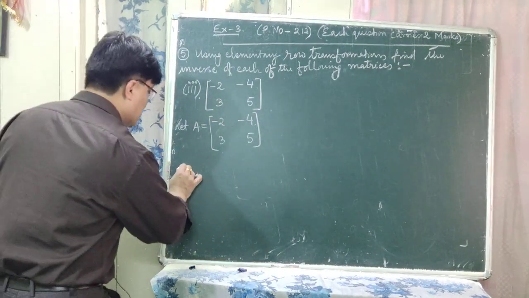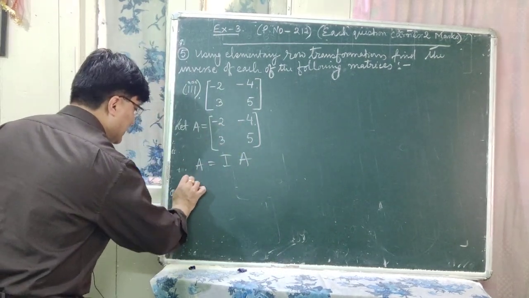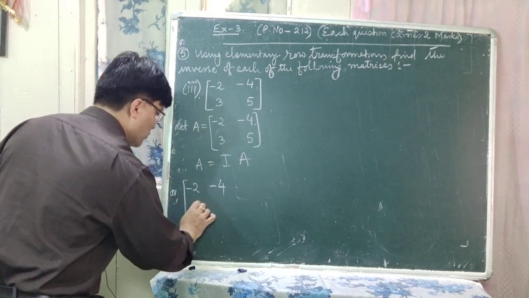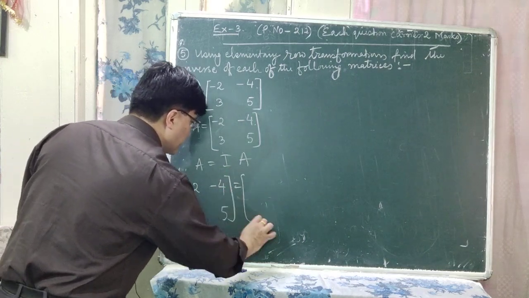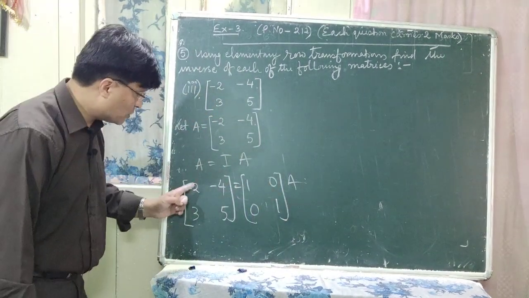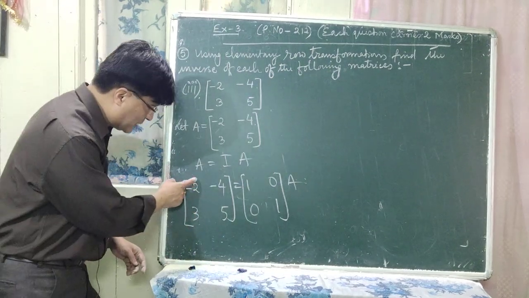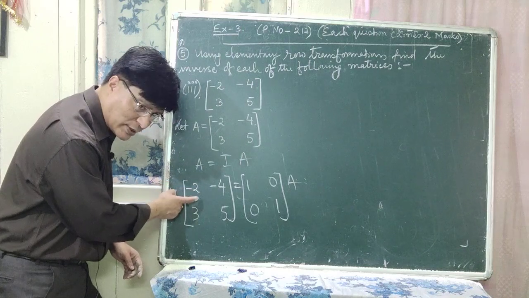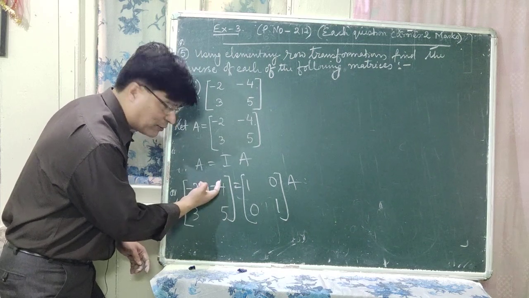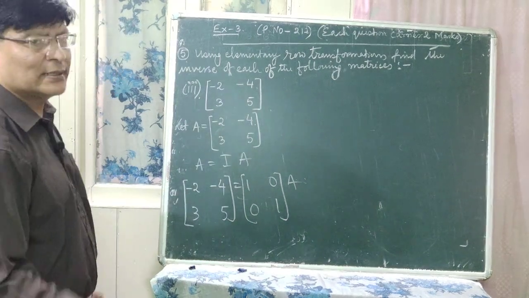Is that clear? So let us write here A is equal to IA. What is A here? Minus 2, minus 4, 3, 5. And what is I here? It is 1, 0, 0, 1. And this is your A. Now you have to convert this A matrix in terms of identity matrix, 1, 0, 0, 1. That means you have to make this first 1, then go downward direction, you should make it 0. Then right direction, you should make it 1, and then up direction, you should make it 0. Okay? So how can you make this minus 2 as 1?